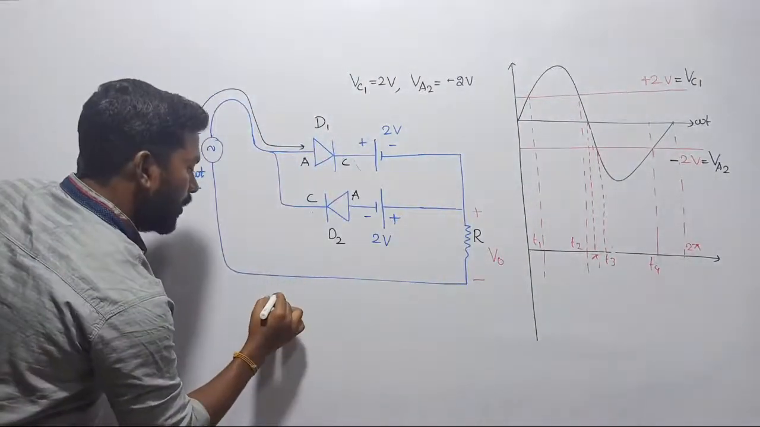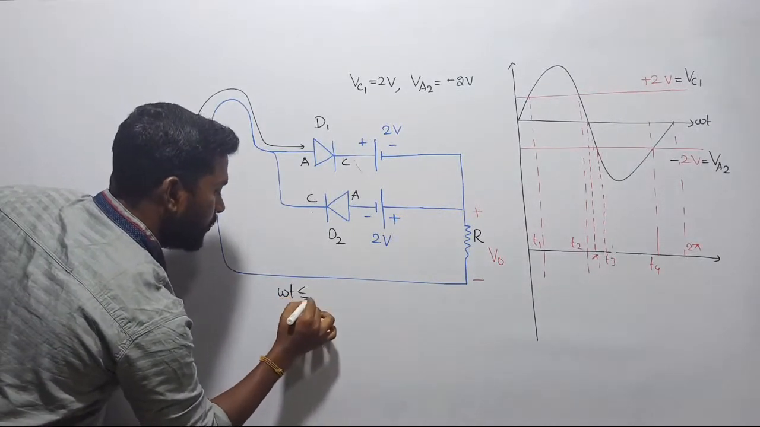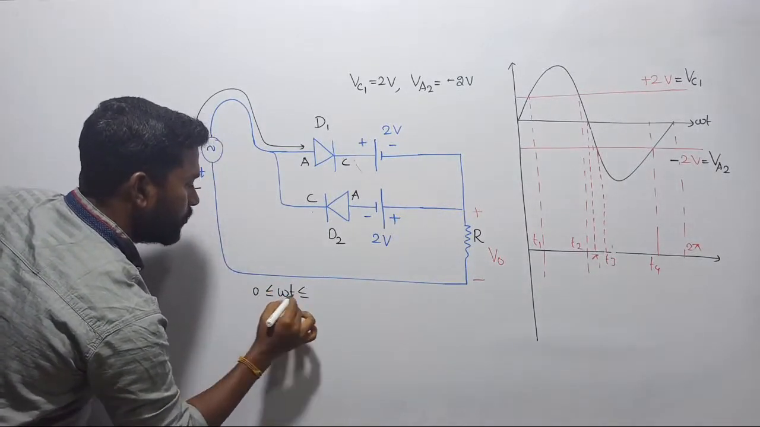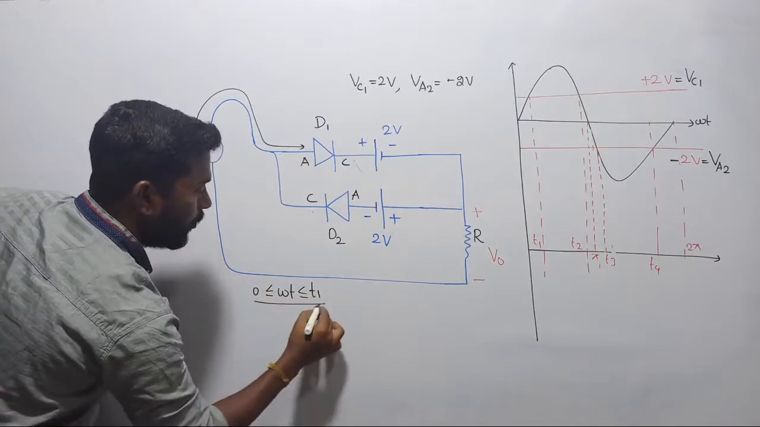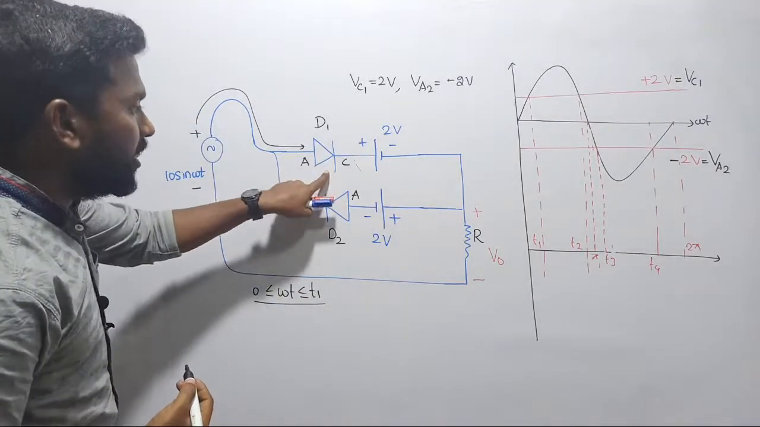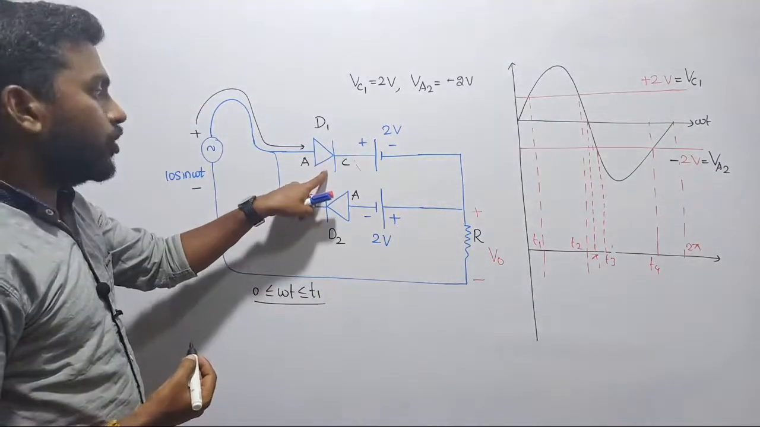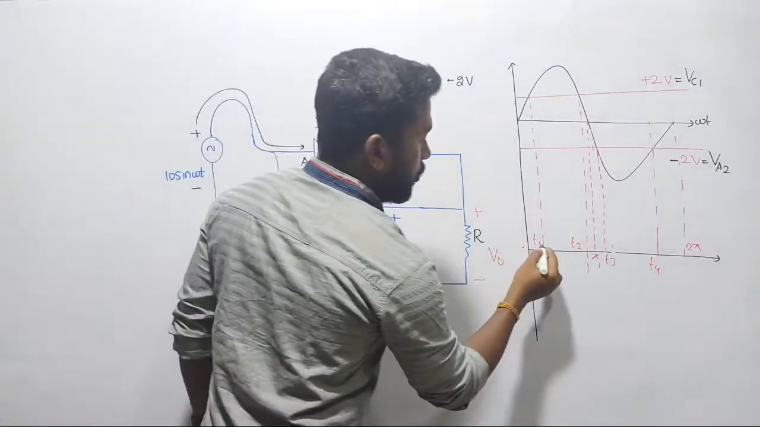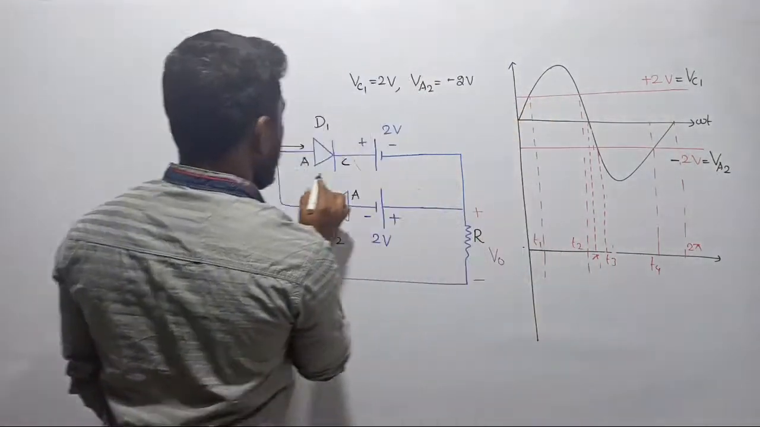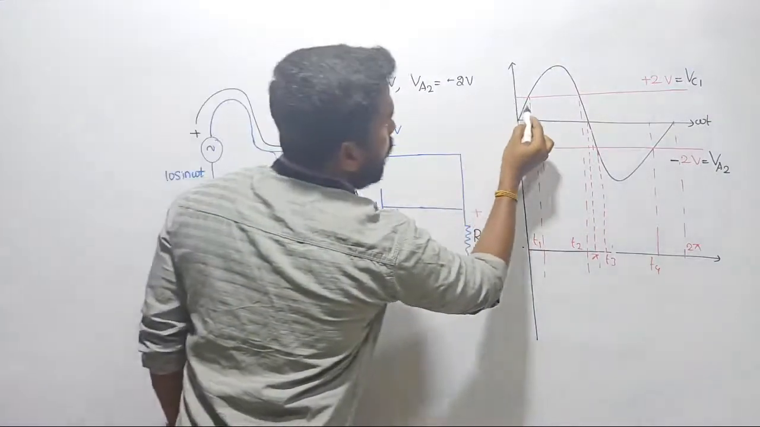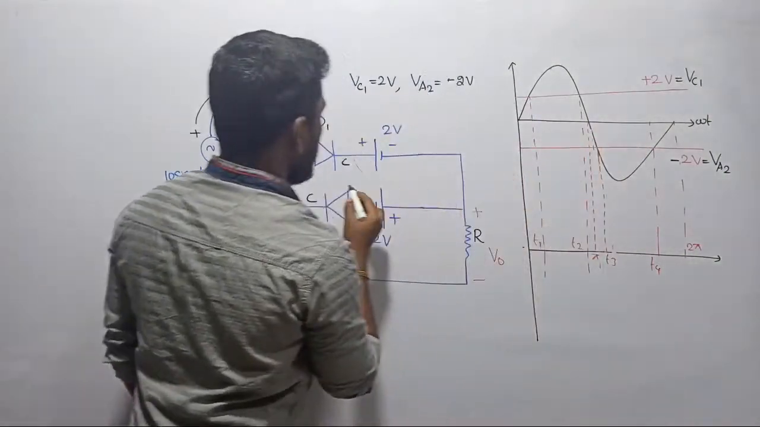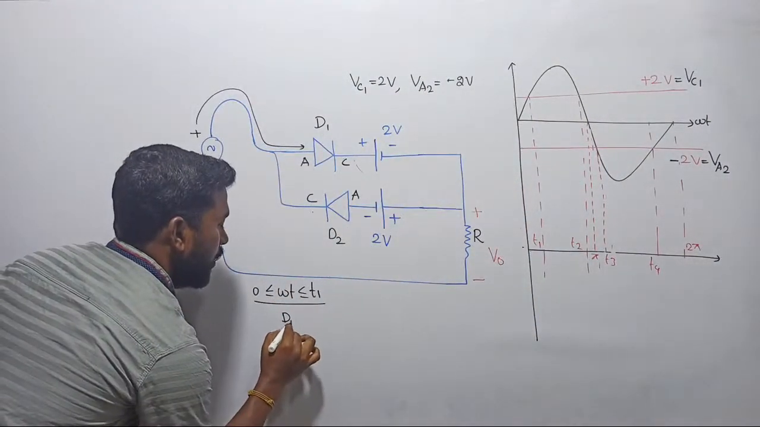Let me clearly demonstrate all these things, because you might be confused. While going from 0 to T1, tell me whether this diode will turn on or not. No, sir, this diode won't turn on. Why? Because from 0 to T1 we are injecting the AC voltage, and all the voltages are less than the cathode voltage. So diode D1 will turn off.